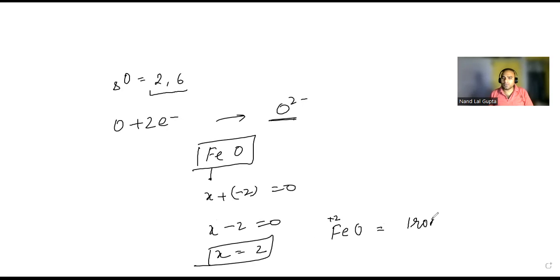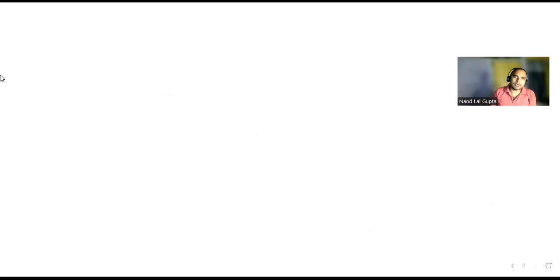Iron. The charge is how much? 2. So iron second, and O is what? Oxide. Iron second oxide. So just FeO, iron second oxide. The first one is iron second oxide. Now let us go for iron third. Are you able to understand this now? Okay. Now the next one is iron third oxide.